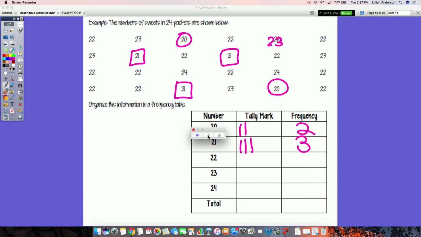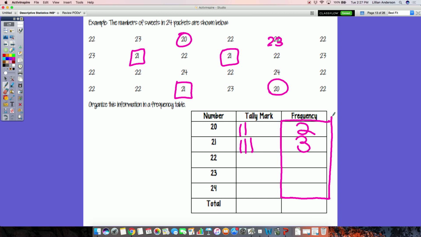Now, one way you can check to make sure that you did it well is that we had 24 packets, right? Your frequency numbers, this column should add up to equal 24. So let's see how well you did. How many 22s did you have? 12. There were 12 22s. How many 23? And how many 24? So, let's see. That gives you 2 plus 3 is 5, plus 12 is 17, plus 5 is 22, plus 2 is 24. So, yes, you had all 24.